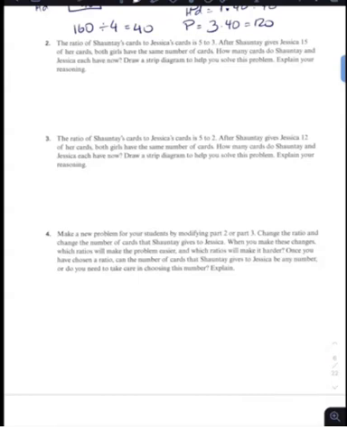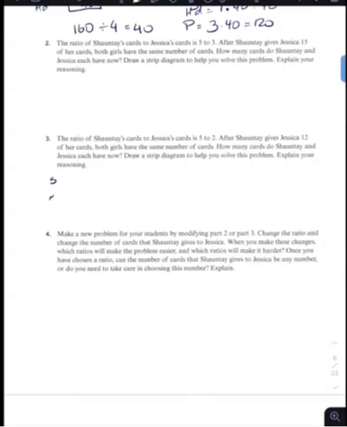The ratio of Shantae's cards to Jessica's cards is 5 to 2. After Shantae gives Jessica 12 of her cards, both girls have the same number of cards. How many cards do Shantae and Jessica each have now? Draw a strip diagram to help you solve this problem.